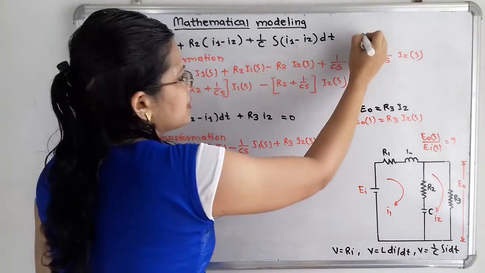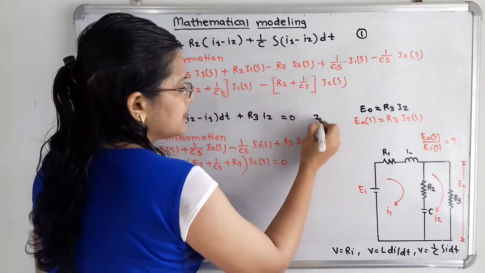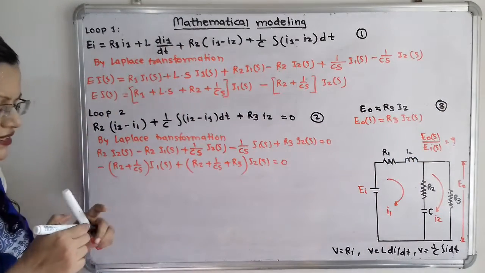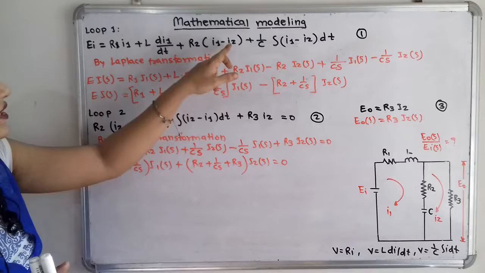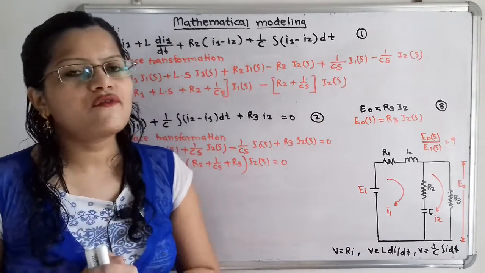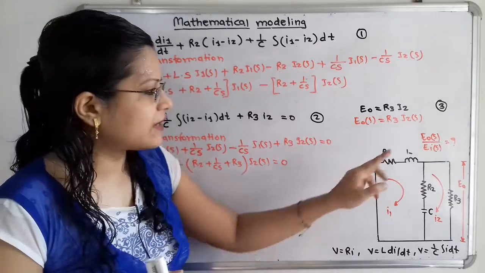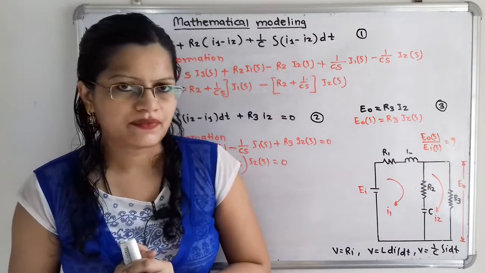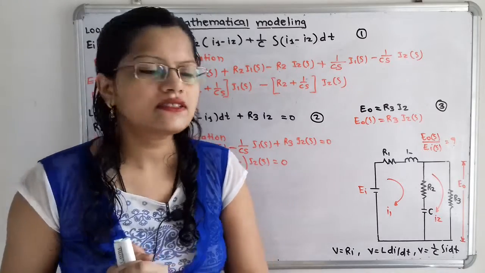So this is the differential equation, equation number 1. This is the second differential equation and this is the third differential equation. So this is the answer of the first question, that is, write the differential equation about this circuit. And now we will move to the second question, that we have to take the ratio of EO of S by EI of S. So how to take this ratio?